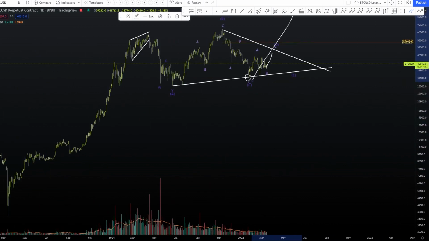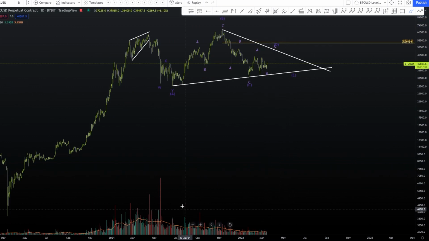So that's what we want to really be paying attention to, because if you do get volume breaking out, then price is probably going to follow it. So keep your eyes on the volume profile to give you an indication of what count we're actually in.